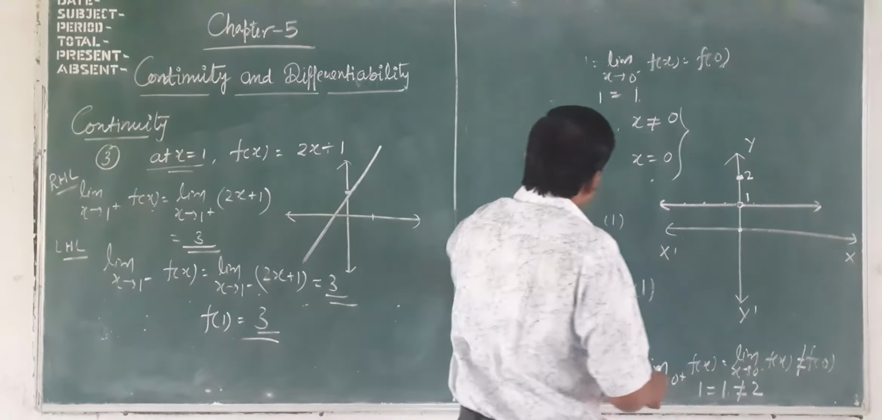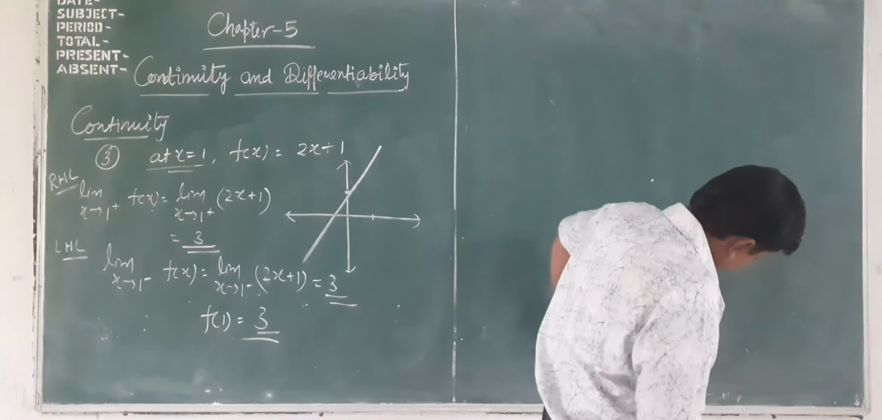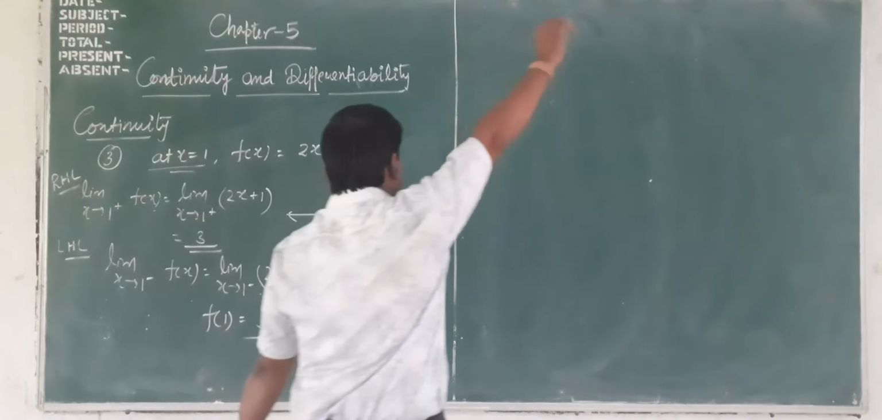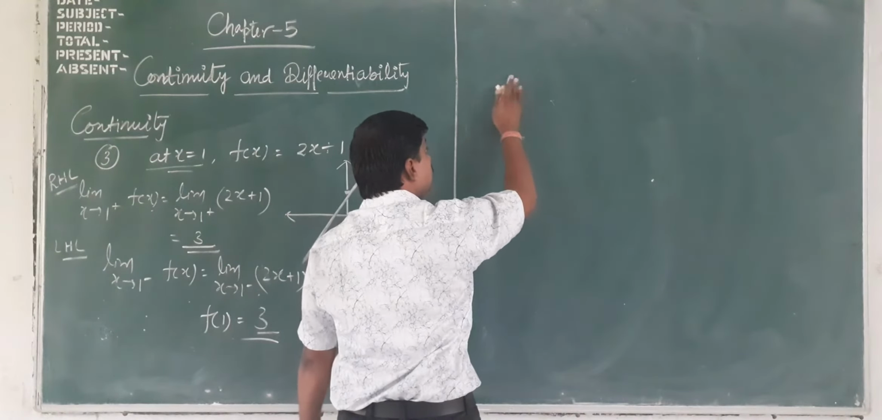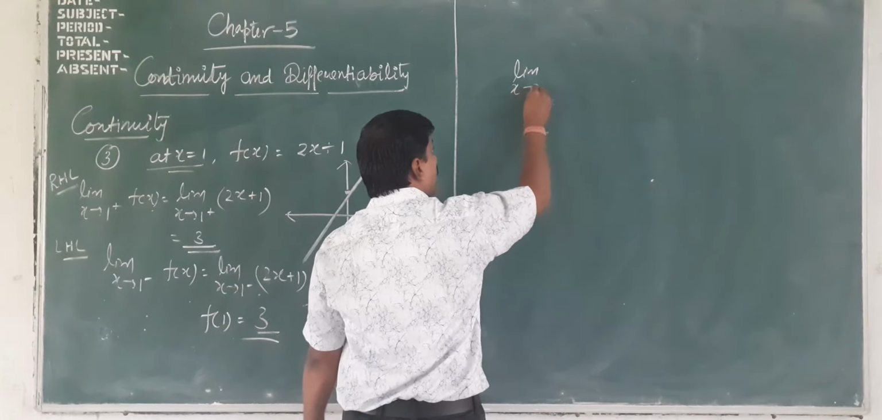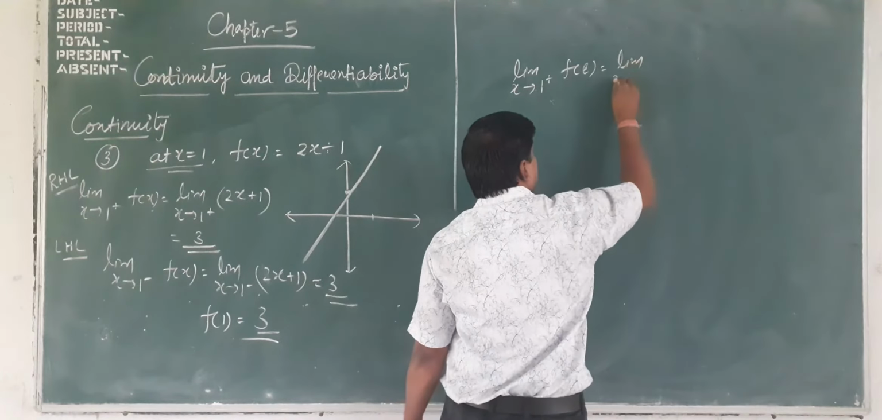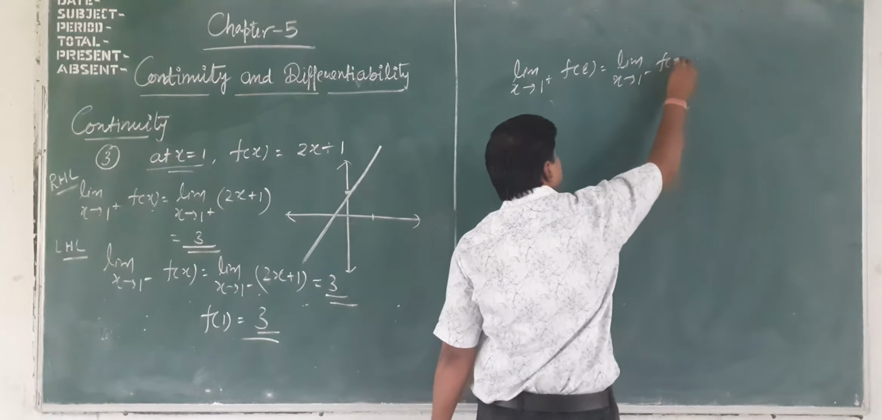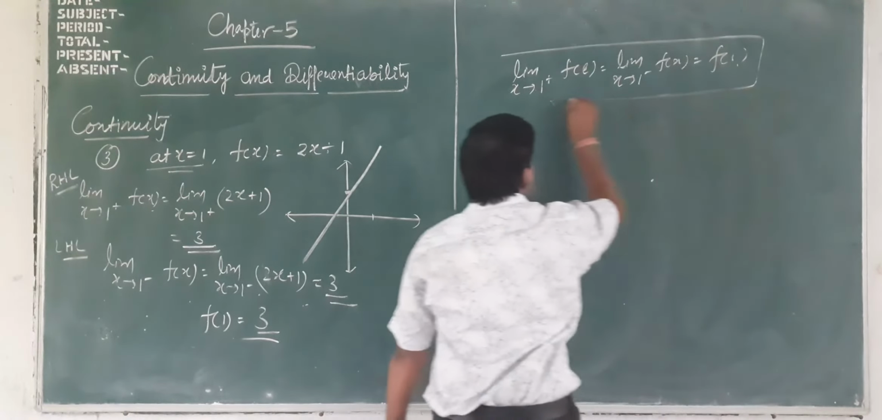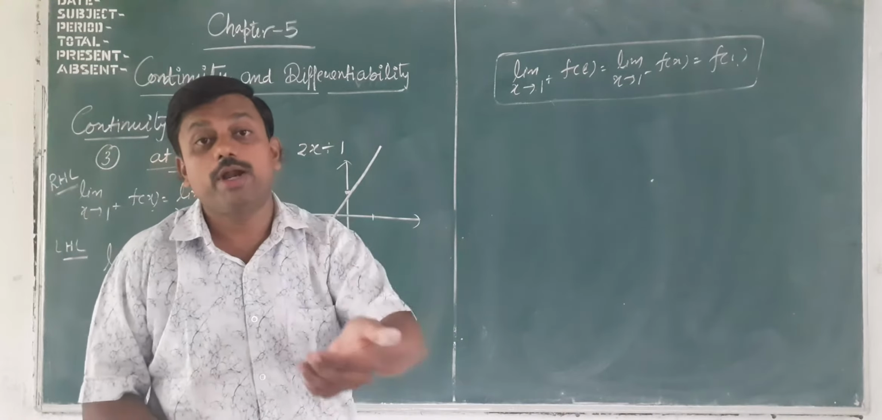Now from this example it is clear that since the limiting value, f(1) plus, f(1) minus, f(x) equal to f(1), all are equal. Left hand limit, right hand limit and value of function at that point must be equal.